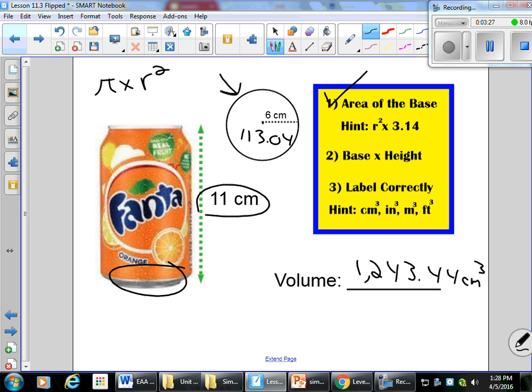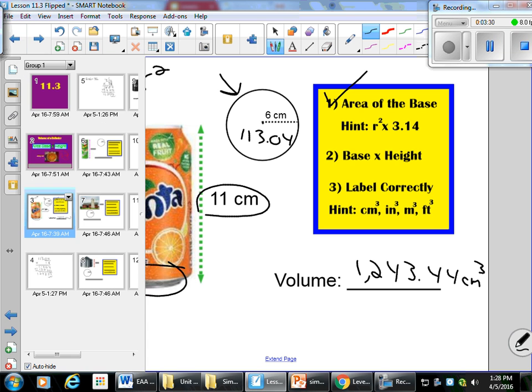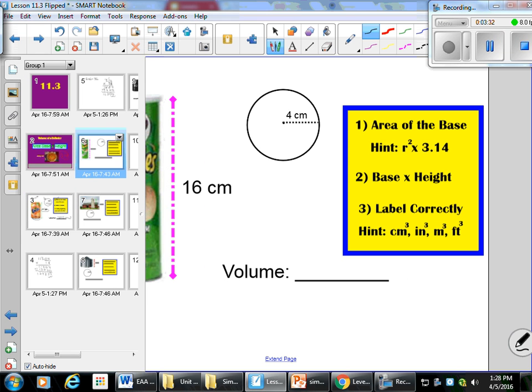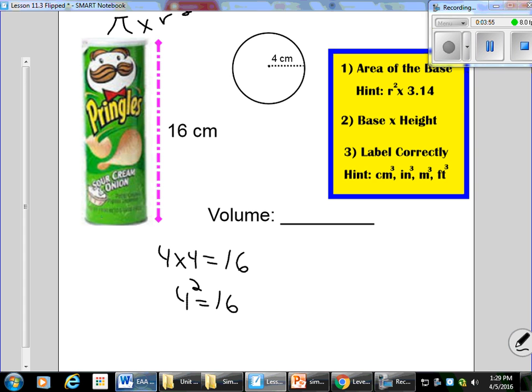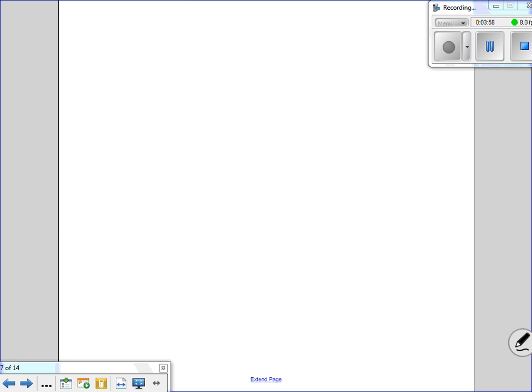Let's do another problem. Some more practice. A Pringles can. Let's take a look here. First of all, I have to find the area of the base, which is pi times radius squared. In this case, I have a 4. 4 times 4 gives me 16. Remember, 4 squared is 16. So I'm going to go 16 times 3.14 to find the area of the base of that Pringles can.